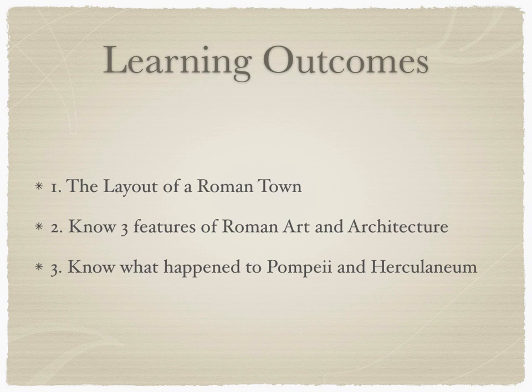That brings us to the end of our presentation. So by now you guys should know the layout of a Roman town, so the main buildings that we talked about, how it was set out in a grid. You guys should also know three features of Roman art and architecture, whether it's the pillars, the rounded arches, the rounded domes, the murals, mosaics, and finally you guys should know what happened to Pompeii and Herculaneum.